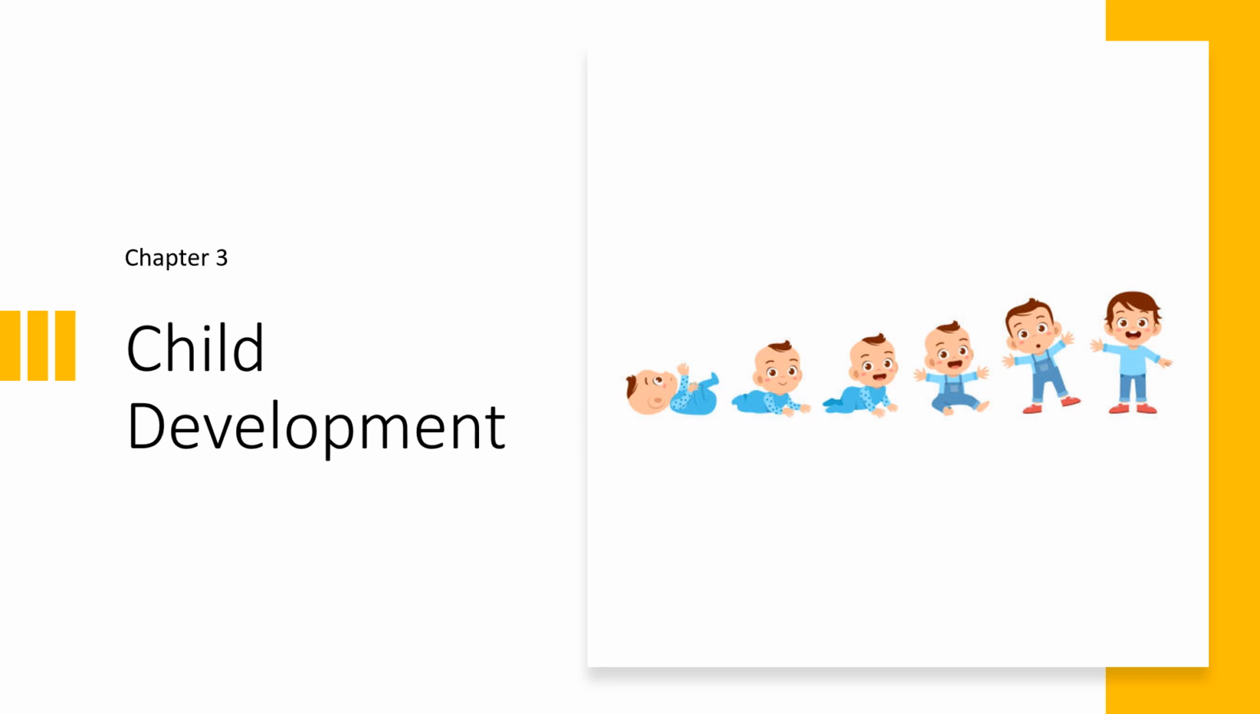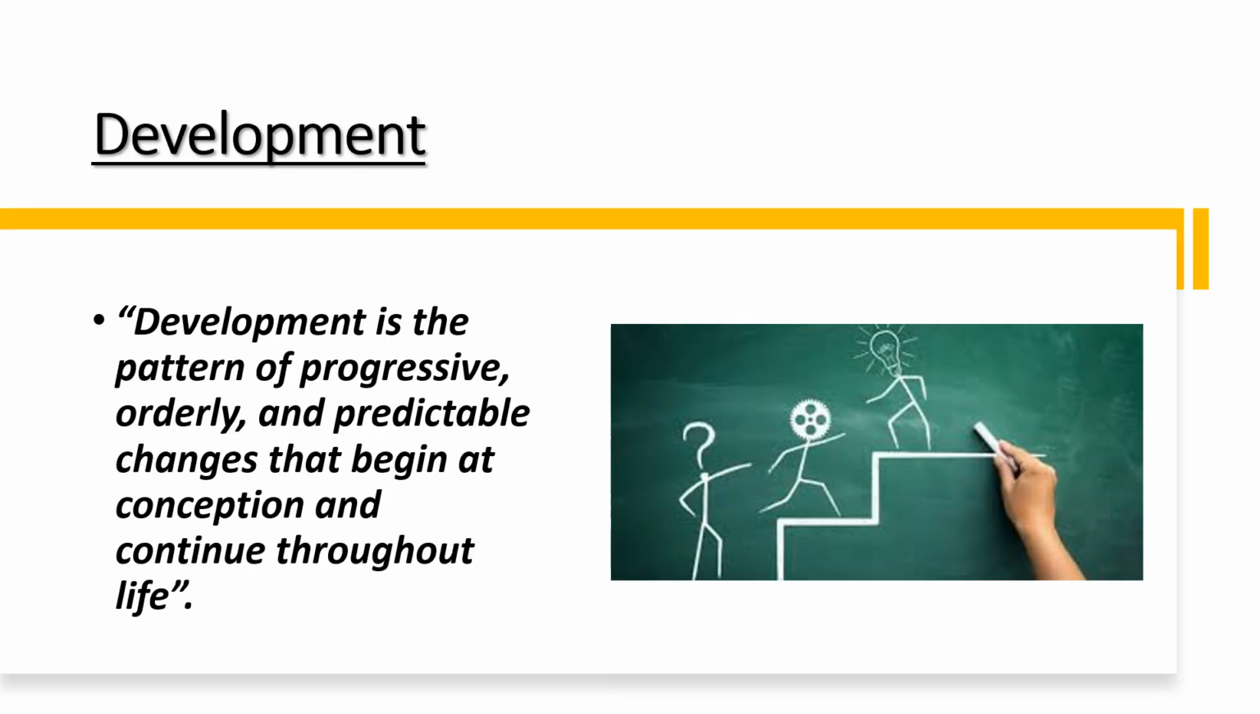So looking into the meaning, what is meant by development? It's actually the pattern of progressive, orderly, and predictable changes that begin at the conception and continue throughout life. So, when parents plan to have a child, at the time of conception onwards, the development of a person starts. Before the time the zygote is formed, there is the process of fertilization and how the zygotes are formed. From that time onwards, each of our development has started.